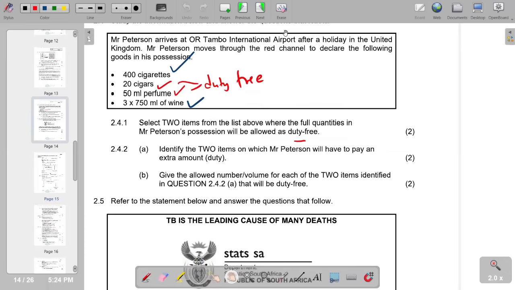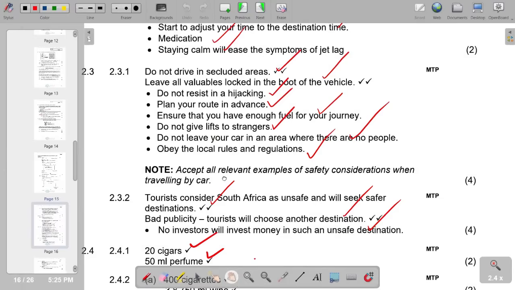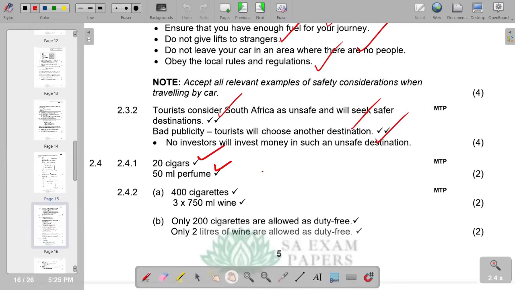Then on the next part, 2.4.2, going back to our question, you'd see that B is saying give the allowed number of volume for each of the two items identified in question 2.4.2a. So we are here. That would be duty free. So the quantities is 400 cigarettes and 3 times 750 milliliter wine. So that is the correct response on that part.